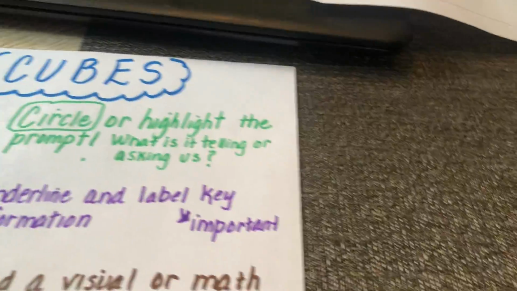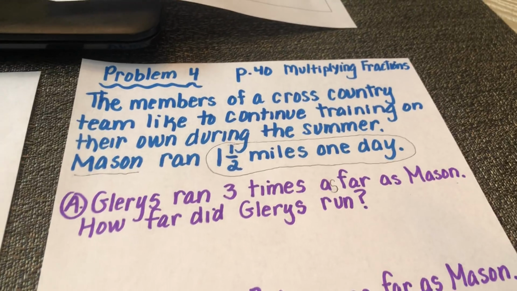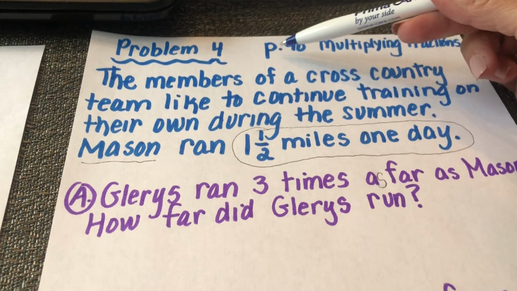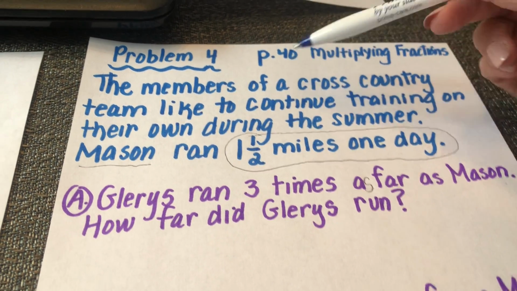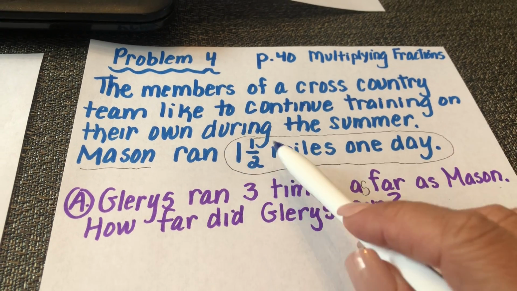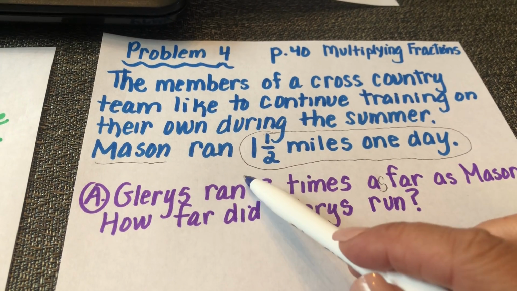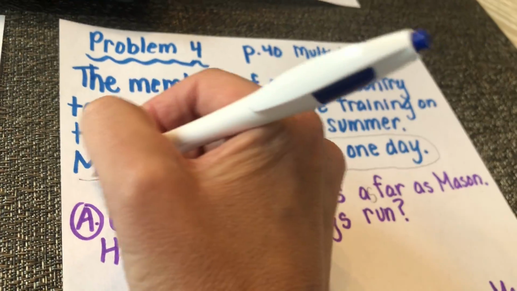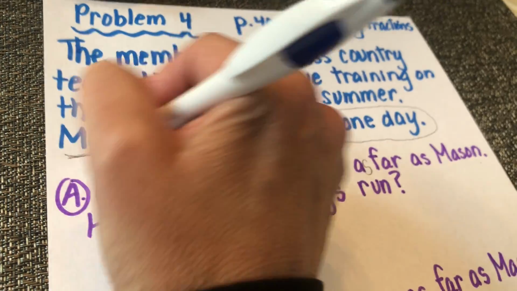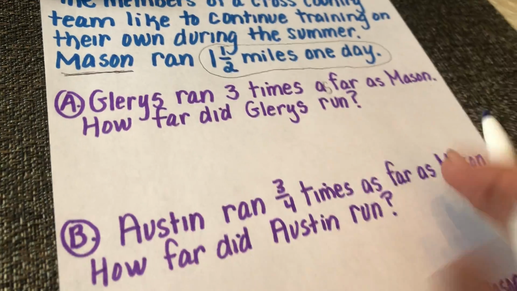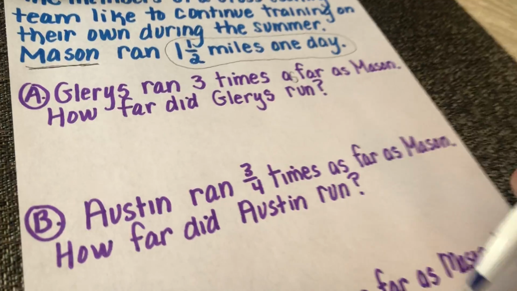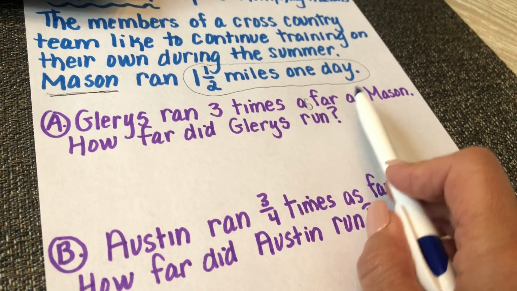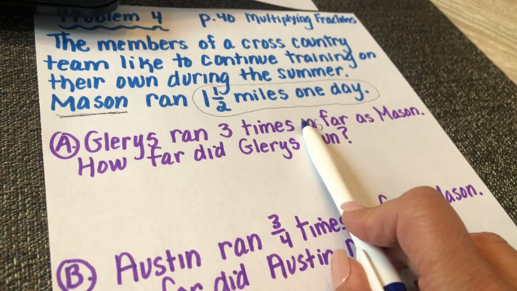Okay, so I'm going to put this to the side and look at my problem number 4. Again, it's on page 40, multiplying fractions. The members of a cross-country team like to continue training on their own during the summer. Mason ran 1.5 miles one day. I underlined Mason because his name is going to come up 3 different times within this question. He ran 1.5 miles one day, so that's really important information that we need to know.